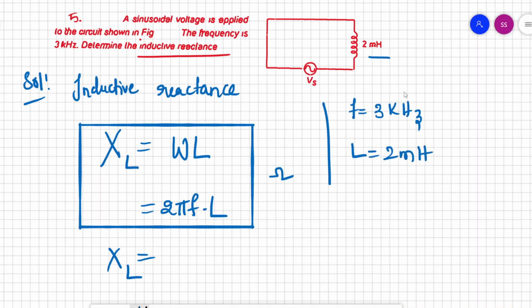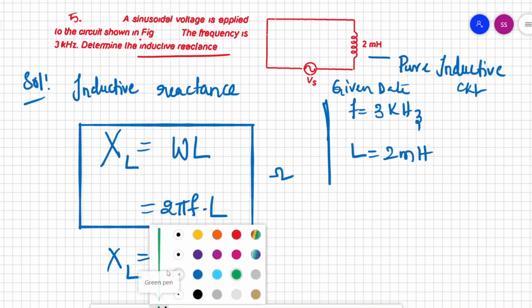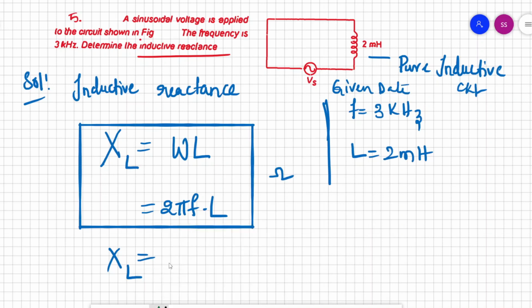If you observe, this is a pure inductive circuit. So the given data is frequency and inductance value. I am going to substitute them in the expression for inductive reactance, that is 2 pi f L. In place of f, the given data is 3 into 10 power 3, since kilo is 10 power 3, right? Into the inductance value, that is 2 into 10 power minus 3, since milli is 10 power minus 3.